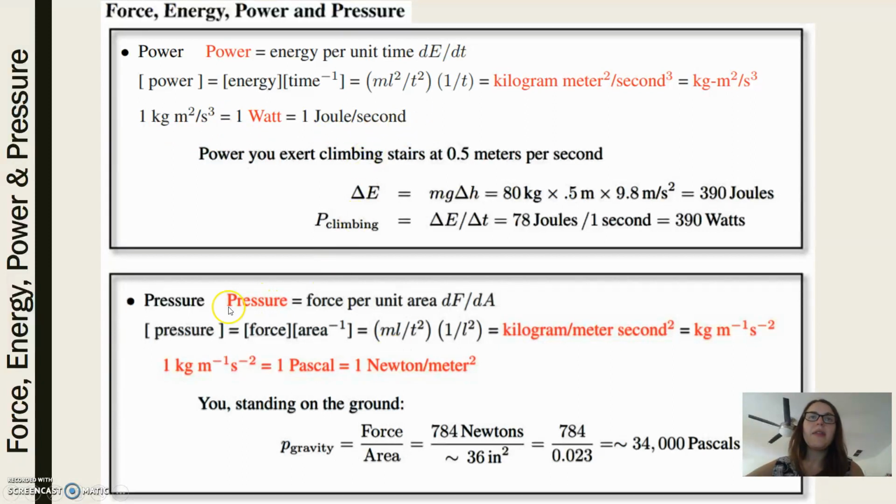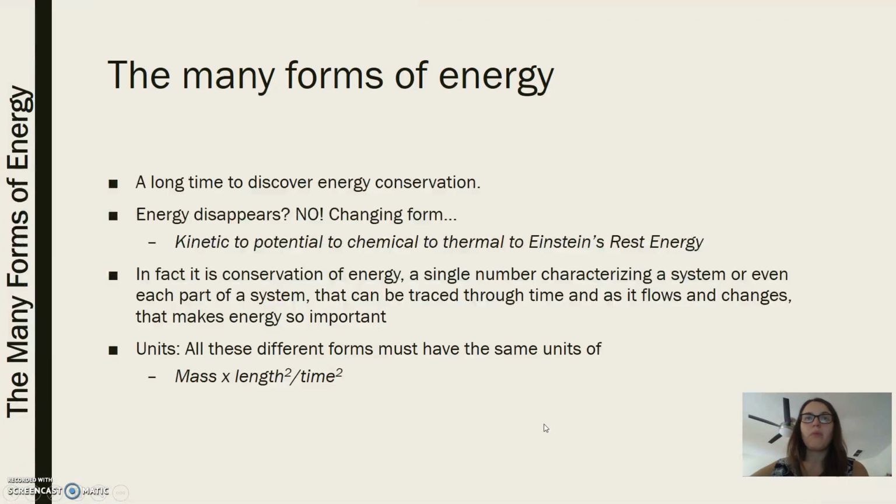Okay. And then pressure is our final derived unit, and this would be force per unit area, and our SI unit would be a Pascal. So this would be kilograms per meter per second squared.